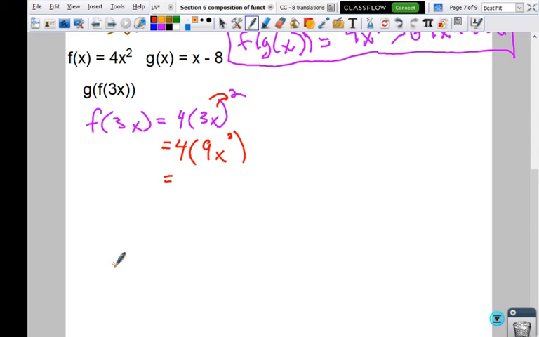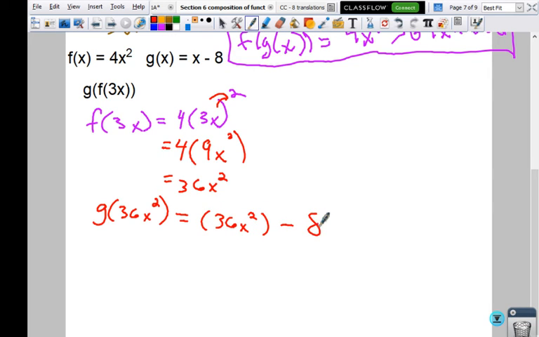All right. When I distribute, what do I get? It's 4 times 9, 36. And I still have x squared. Alright, that was the first part of my answer, but I've got to keep going. Now I'm going to do g of 36x squared. Everywhere I see an x, I'm going to replace it with 36x squared. So I'm going to go 36x squared, and then minus 8.